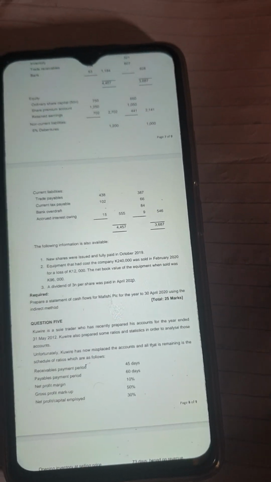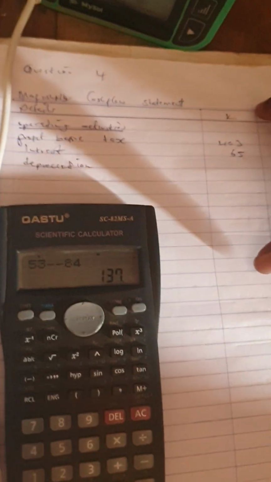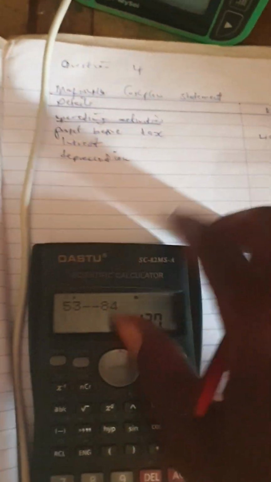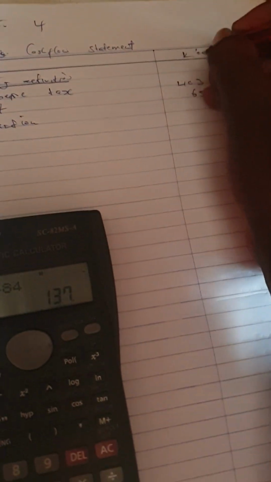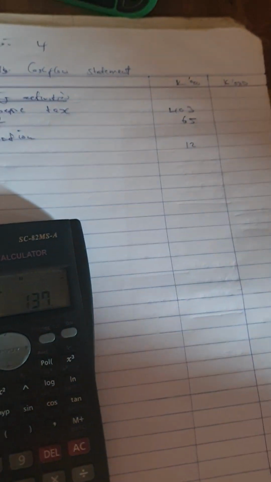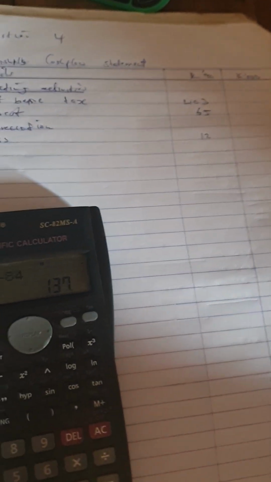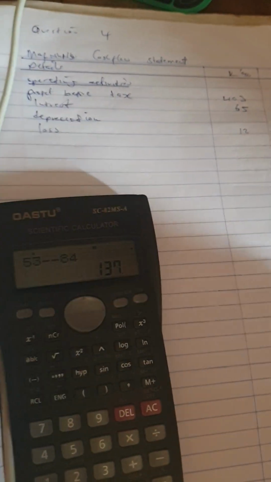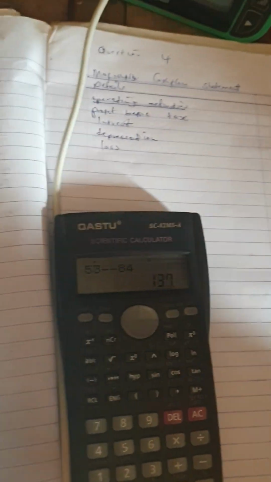On the adjustment, they're saying equipment that had cost the company 240,000 was sold in February for a loss of 12,000, the net book value of the company. Since there's a loss also, and the loss or profit is required here, we're going to bring it as well. Remember, I'm writing this with respect to 3 zeros on top. There's depreciation, we'll come back to that. There's a loss of 12,000. If it was a profit, you're supposed to put it in bracket because money is coming. Since it's a loss, it will be outside like that.